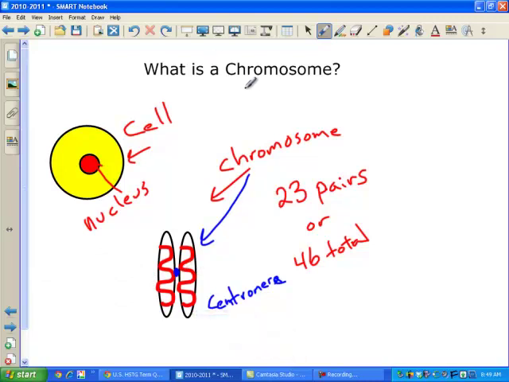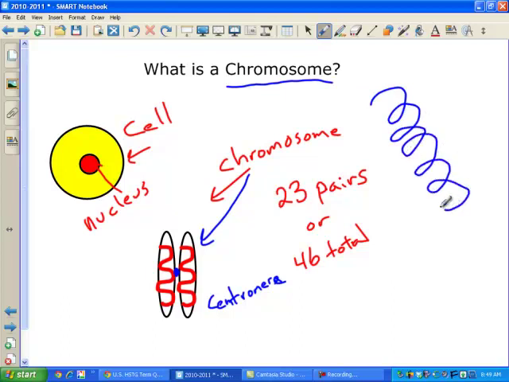But this is the basics of what a chromosome is, and I know this can be kind of confusing for some people, but this is what it is. Now, after the cell divides, these chromosomes tend to unwind, and they take on that DNA double helix look that you've all seen. All right, but in terms of just what a chromosome is, this is it. It's a package of DNA.